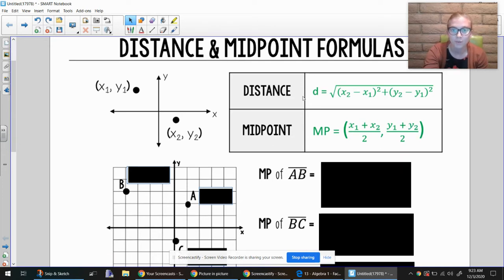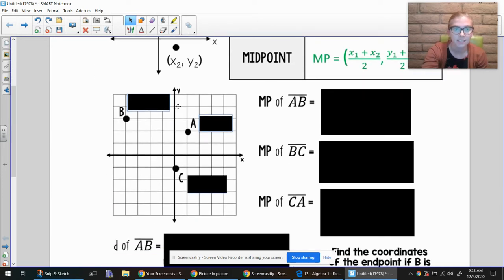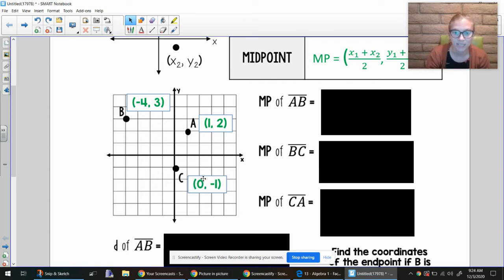We're going to apply these formulas to a couple different lines. So we're going to use these 3 points. A, which is (1, 2), B, which is (negative 4, 3), and C, which is (0, negative 1). And we're going to find the midpoint and the distance of each of them.